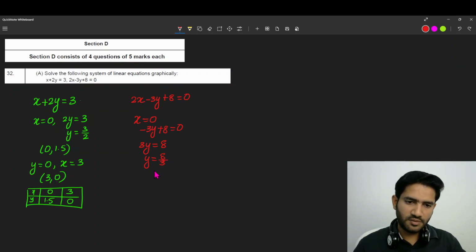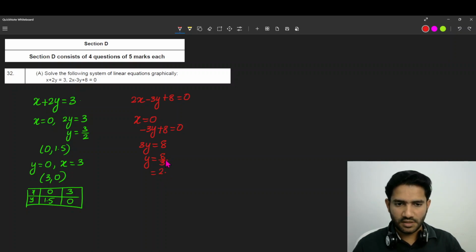8 by 3 is approximately equal to 2 point something. 2 into 3 is 6, now 2 is remaining, so 2.6. That's enough approximation. So we have the point here: x is 0, y is 2.6.